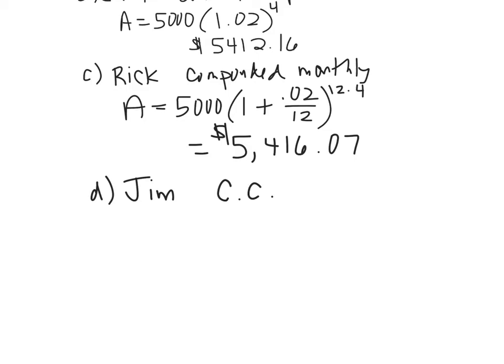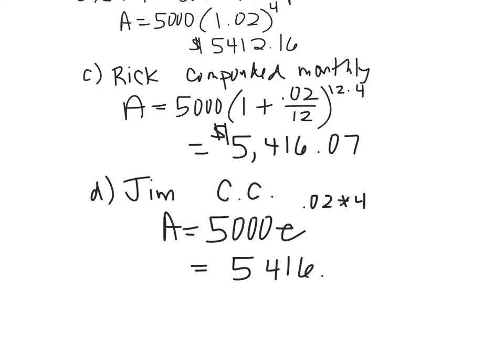That's what CC means. So compounded continuously would be A equals 5,000 e to the 0.02 times 4. So he's going to make a little bit more, but it's going to be less of a difference from the last one. It keeps getting less and less. A lot less. So he's going to make $5,416.44. Pretty good. There you go.